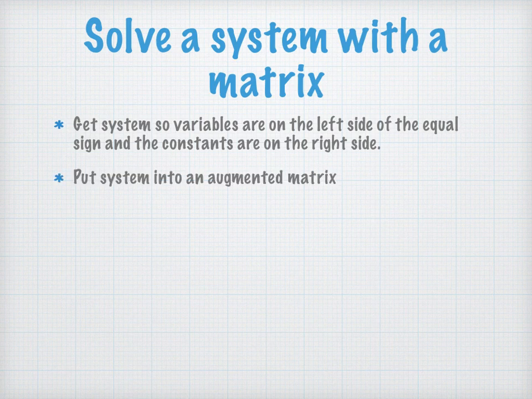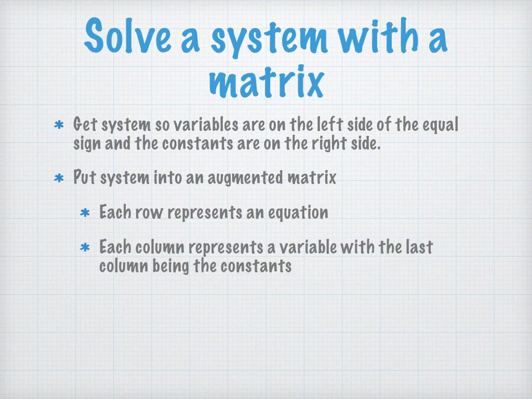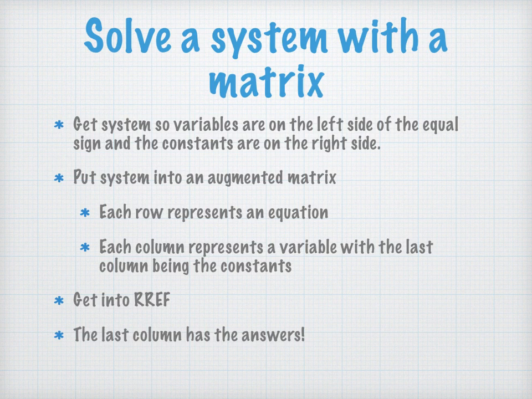So basically each column is going to be for a different variable, and our final column is going to be for our constants that are on the right-hand side of the equal sign. So each row is representing an equation, each column represents a variable, with that last column being the constants. Then we're going to get this into row-reduced echelon form. The last column has our answers.